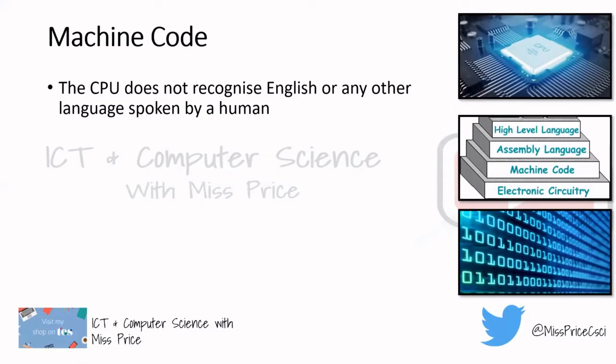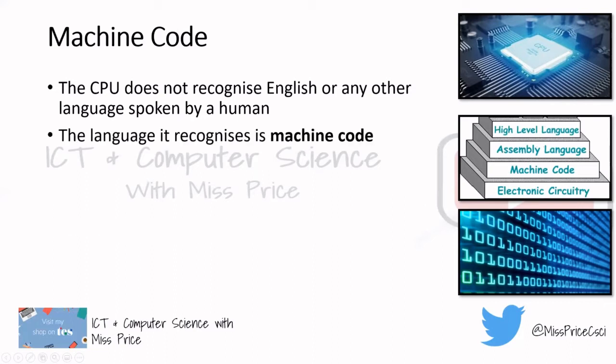Now, the machine code does not recognize English or any other language spoken by a human. So as discussed before, you can see by the pictorial representations here, you've got your high level languages, which is a language that would be closer to English, for example, JavaScript and Python. Then you've got your assembly languages, then you've got your machine codes. As you can see, as the levels go down, they are further and further away from the English language. So the language the CPU recognizes is the machine code.